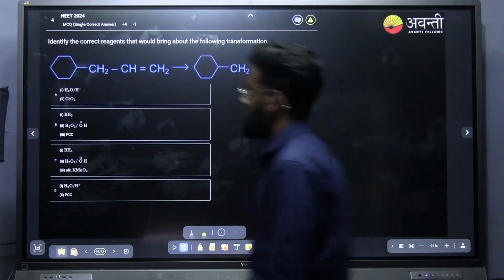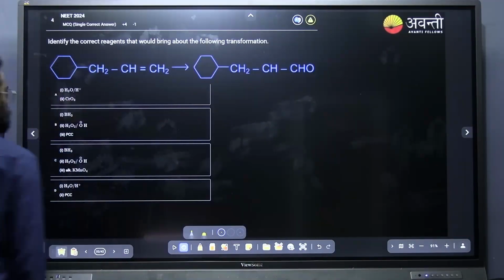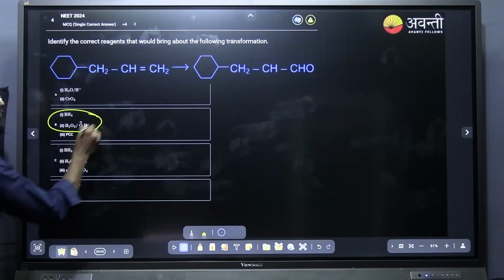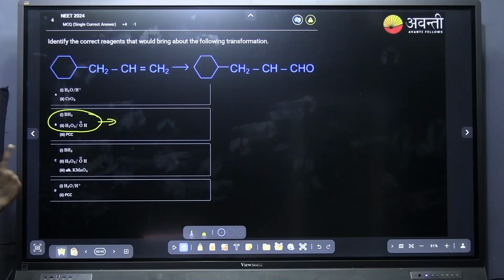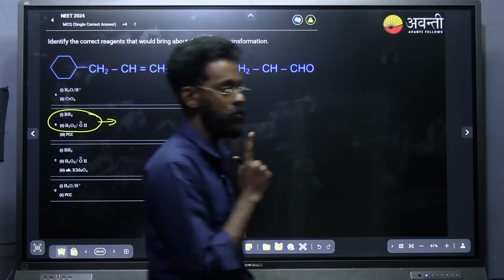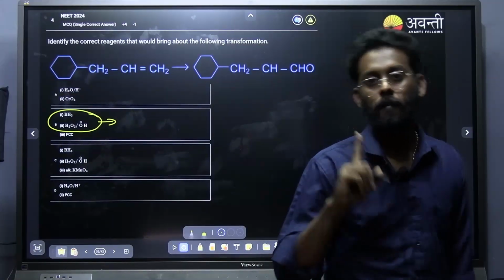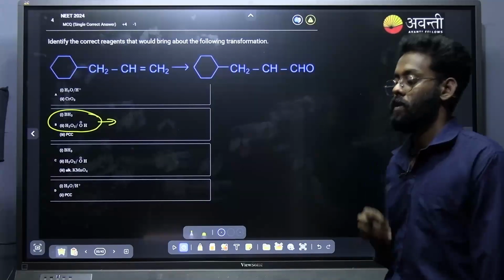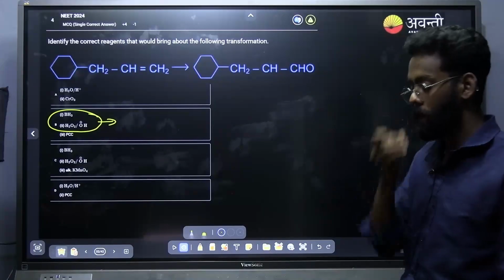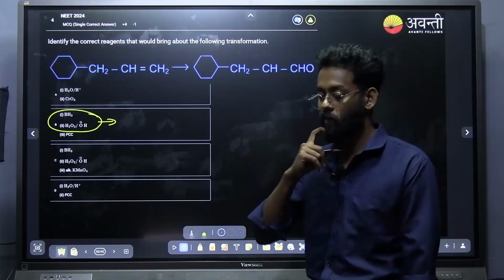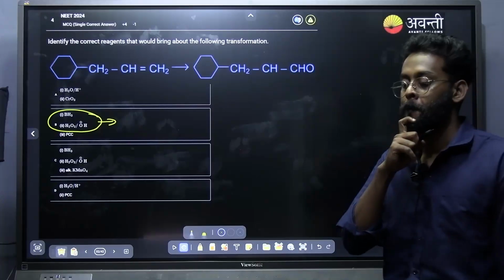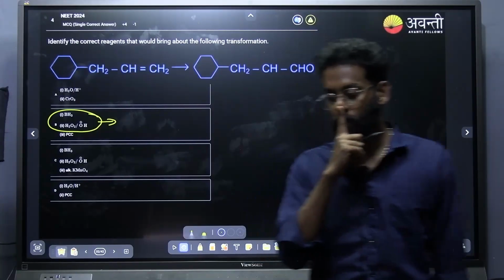Here is one thing that may not be familiar to you. What is that? BH3 and H2O2. Does anybody know this reagent? What is this reagent and what is this reagent doing? You might have studied this in the alcohol phenols chapter. It's coming everywhere. Anybody have any idea what this reagent is and what it is doing? Anyone here?